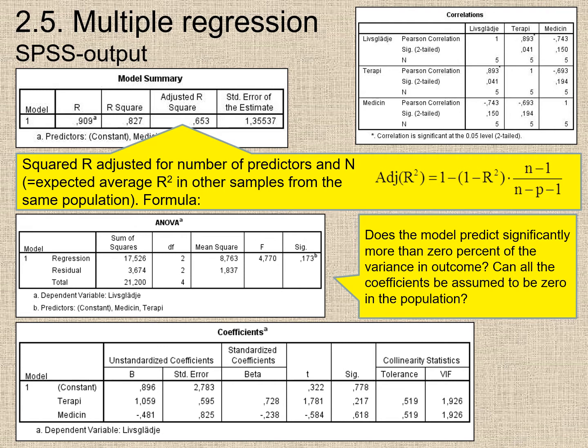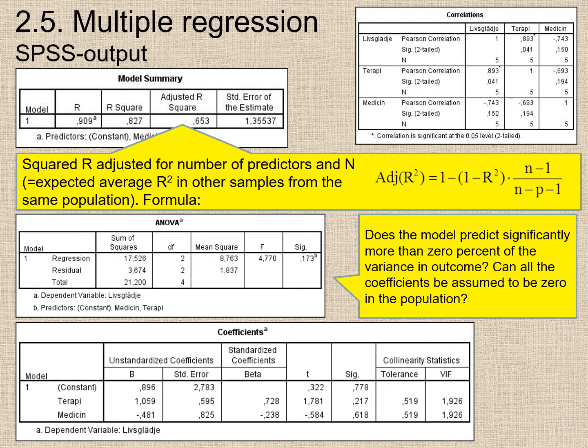If we keep medicine constant, an increase in therapy by 1 is predicted to be associated with an increase in life satisfaction by 1.06 points on the scale from 1 to 7. If therapy is kept constant, an increase in medicine by 1 is predicted to be associated with a decrease in life satisfaction of 0.5 on the scale from 1 to 7. So the unique association between each predictor and the outcome variable.